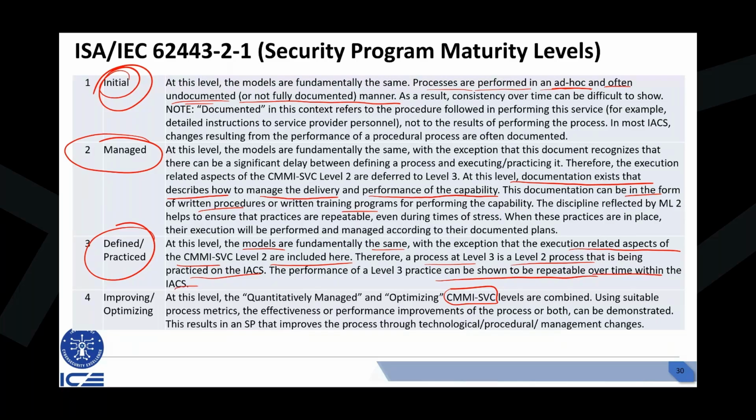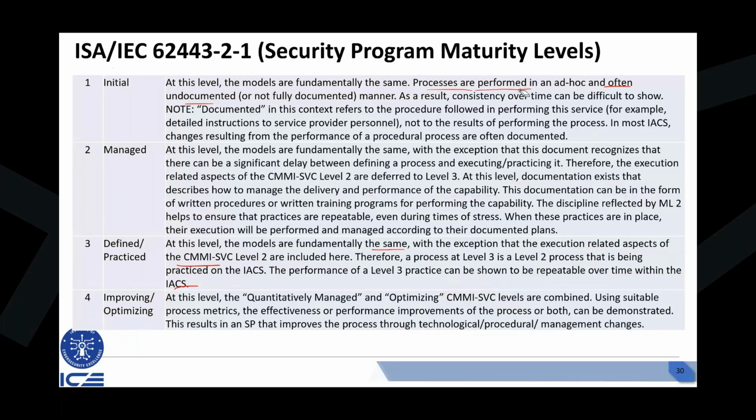And then there is the improving or optimizing level. So I'll just leave it at that. I'm sure you all can read about it in your spare time. But this is what the ISA 62443-2-1 has decided to follow.